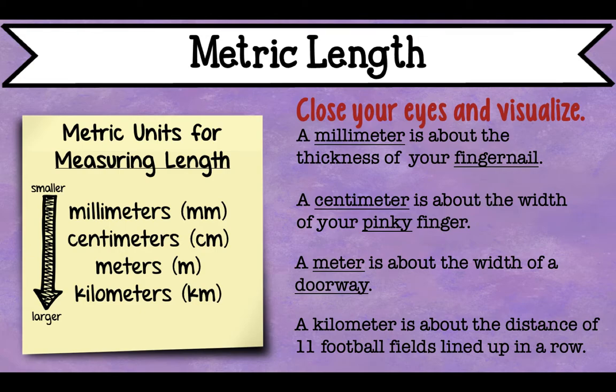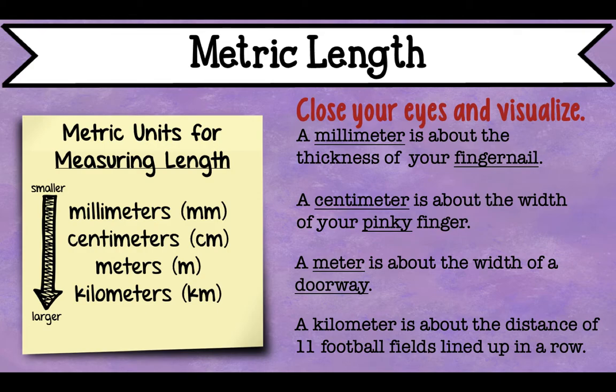So now let's close your eyes and try to visualize how big a millimeter is. When you think about a millimeter, if you hold your finger out where you can see your fingernail, a millimeter is about how thick your fingernail is. Not how wide, but how thick. So it's very small. A centimeter, if you hold up your pinky finger, which is your smallest little finger on your hand, and you look at how wide your pinky finger is, that's about 1 centimeter.